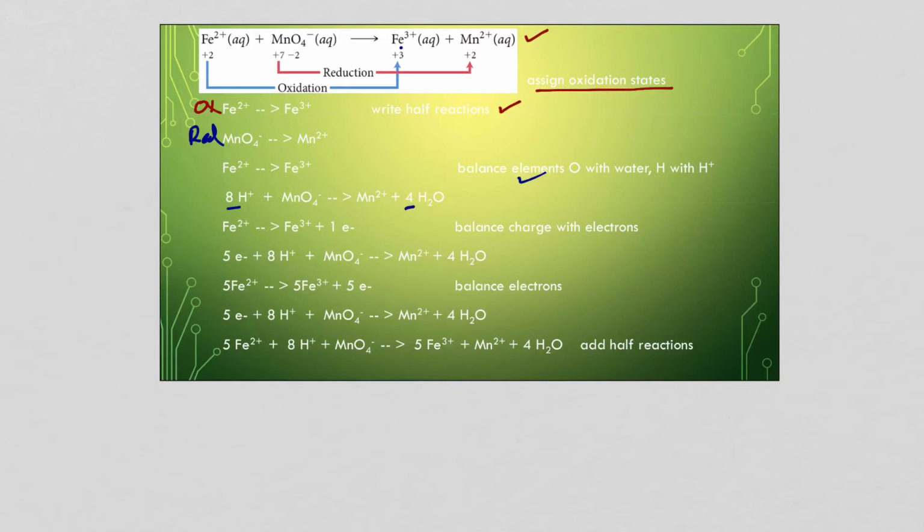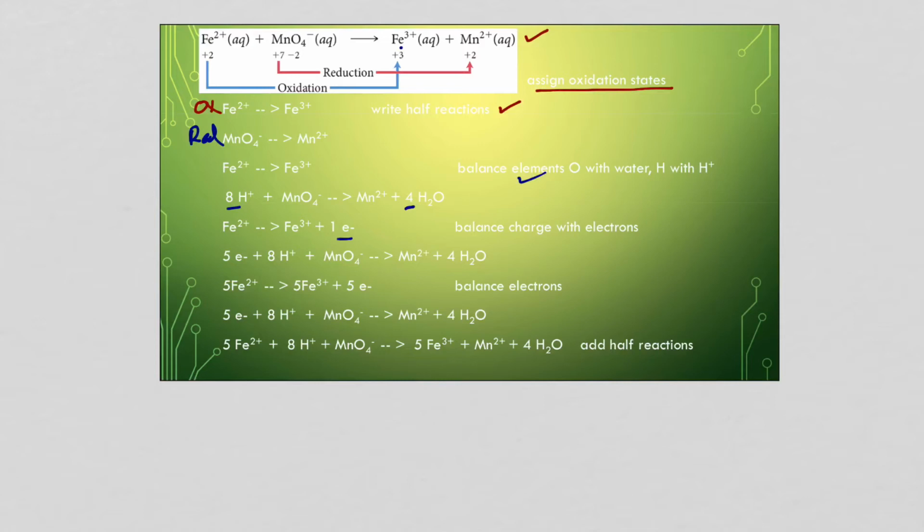So we add 1 electron to the product side to balance our charges. Notice that on the reactant side, we have an overall 2 positive charge. On the product side, we have 3 positive and 1 negative. You add that together, you get a 2 positive, so you have a 2 positive charge on both sides, right? That's what we mean by charge balance.